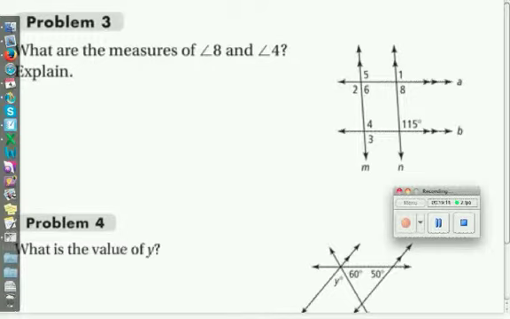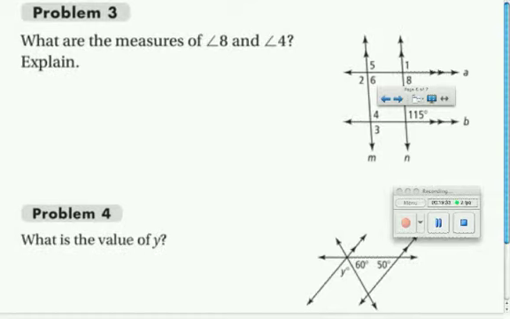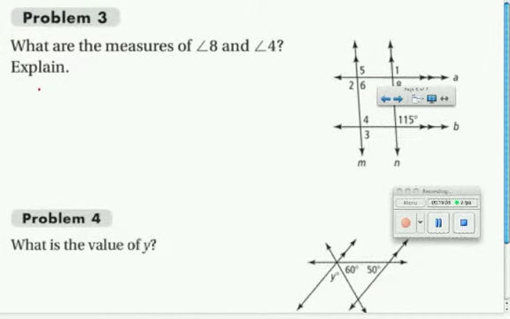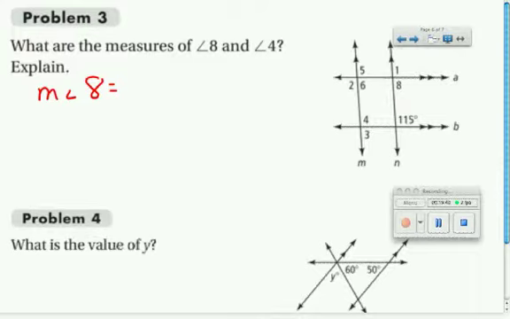my question to you, first of all, is what kind of angles are they? What kind of angles are they, Caitlin? Same side. They are same side interior, and since I know that they're same side interior, our property tells us that they're supplementary. So I know that the measure of angle 8 is what? It's 180 minus the 115, and 65.